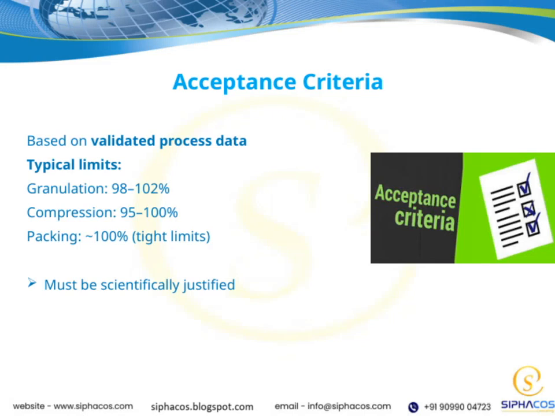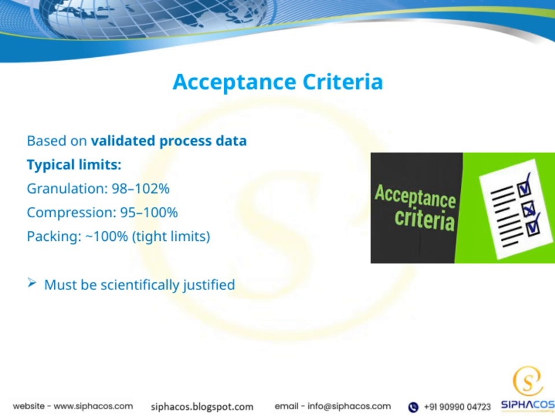These criteria are based on validated process data, which means we rely on solid, proven information to set our standards. When we talk about typical limits, we're referring to the expected range within which our process should operate to ensure quality. For granulation, that range is between 98 and 102%, giving us a bit of flexibility while maintaining consistency. For compression, the limits are slightly tighter, from 95 to 100%, reflecting the importance of precise compression in the final product. Packing, on the other hand, has a target of around 100%, but with tight limits, because even small deviations can impact the product's integrity.